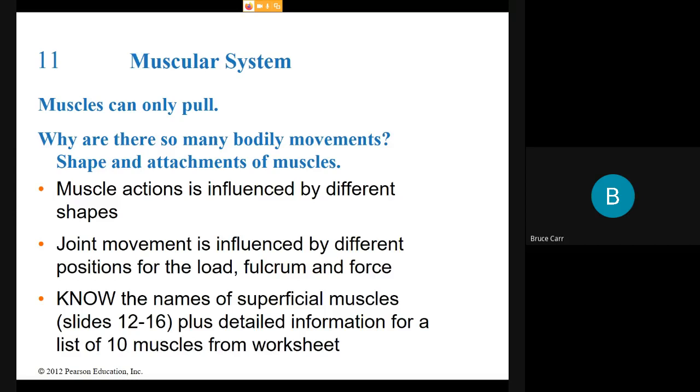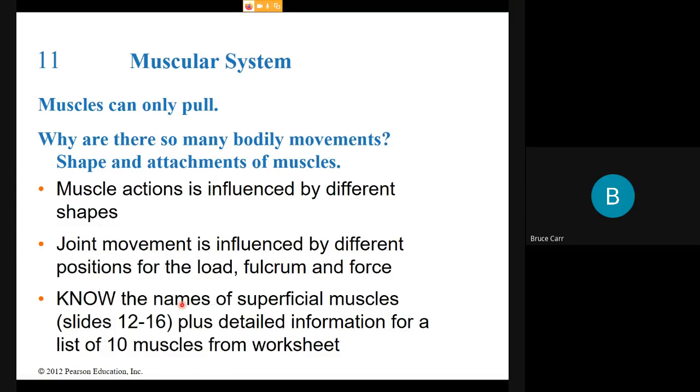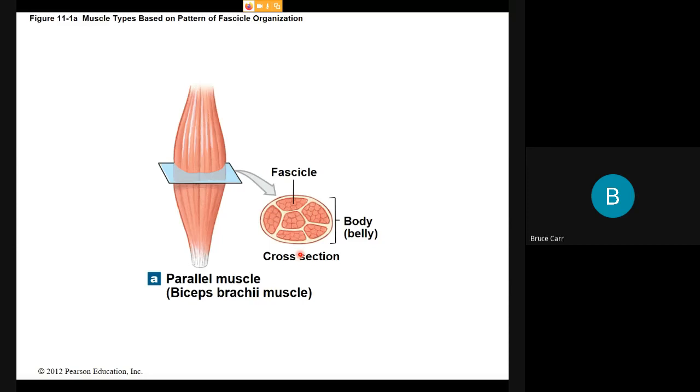So what I want you to do for this system, I'll put it right here in the first slide. Know the names of the superficial muscles that we will look at. Those muscles are listed in good form on slides 12 through 16 of this presentation, but the figures in the text are equally useful. Plus, section number 2, a detailed information of the list of 10 muscles, and I'll try to point those out as we go through the lecture and look at selected figures and slides that reveal the muscles and their attachments.